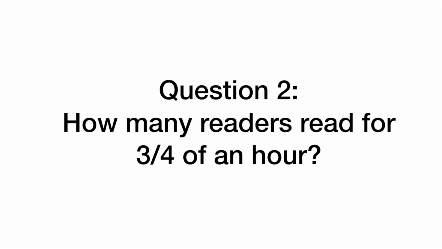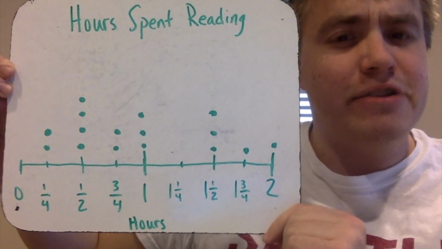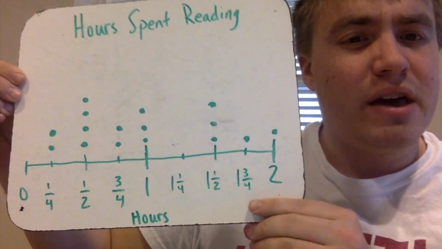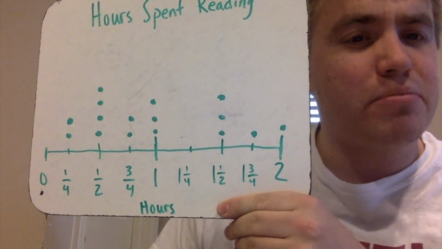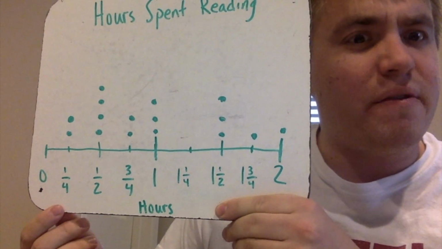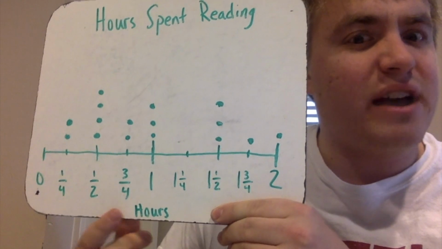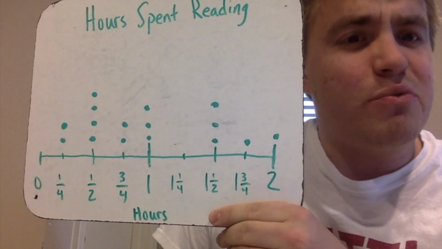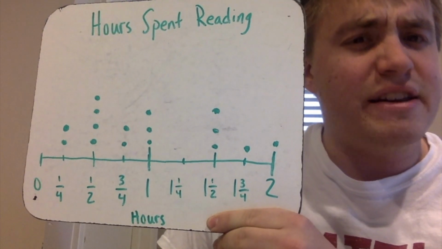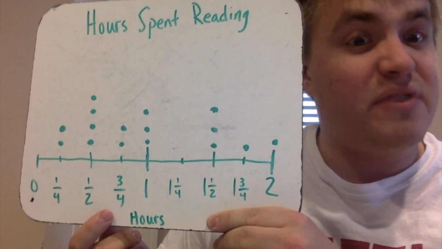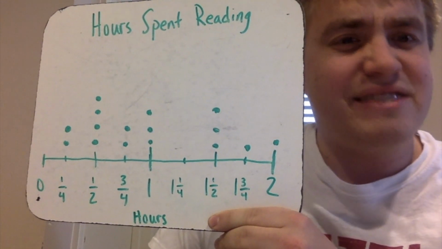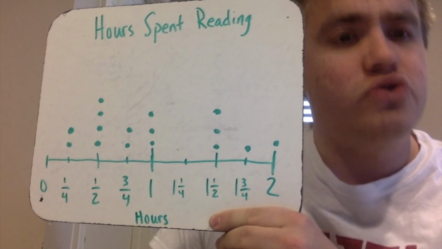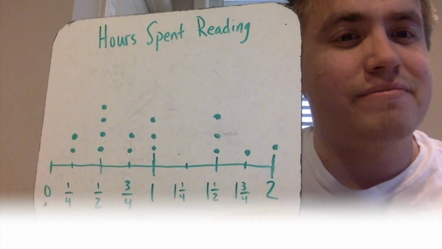Question 2 asks, how many readers read for 3/4 of an hour? Now I notice that down here it says hours, which means each of my fractions here represents hours. So this would be like 1/4 of an hour, half of an hour, 3/4 of an hour, and so on and so forth. My question asks, how many readers read for 3/4 of an hour? So all I need to do on this line plot is look at my 3/4 of an hour and count how many readers read for 3/4 of an hour. In which case I see 2 dots, which represent 2 readers. So 2 readers read for 3/4 of an hour.